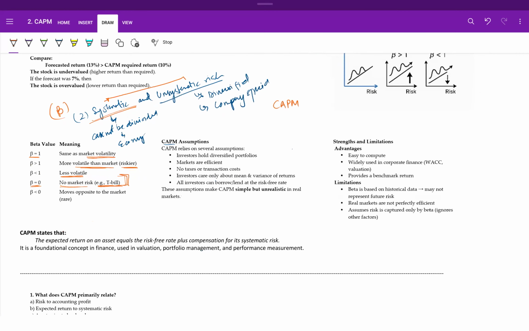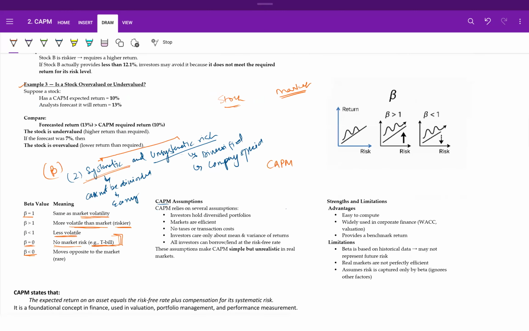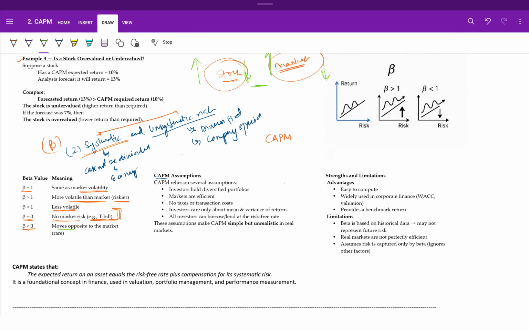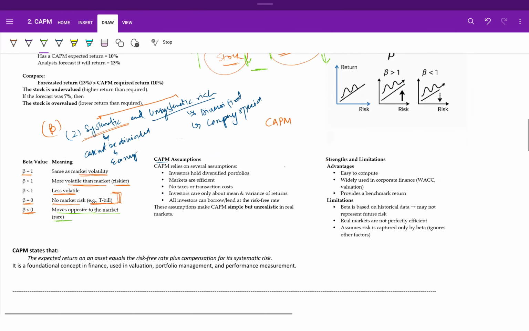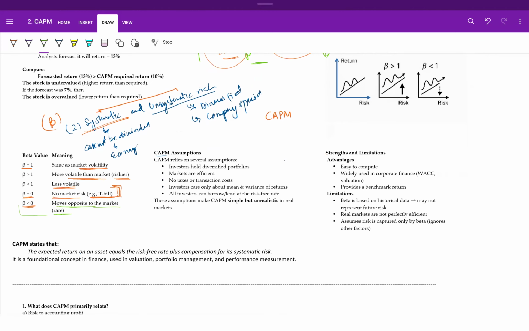And when beta is less than zero, this means the relationship between the stock and the market is negative in nature. This means if one goes up, the other goes down, and if the other goes up, the first goes down. They move in the opposite direction to the market. And this is very rare. Previously these kinds of securities were used to hedge portfolios.